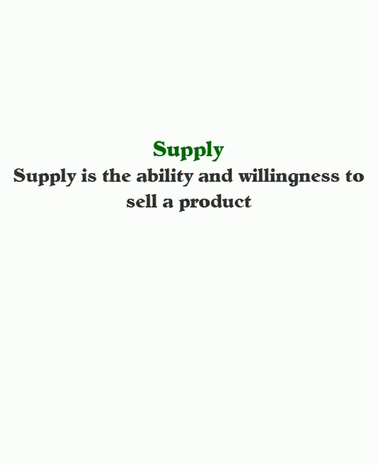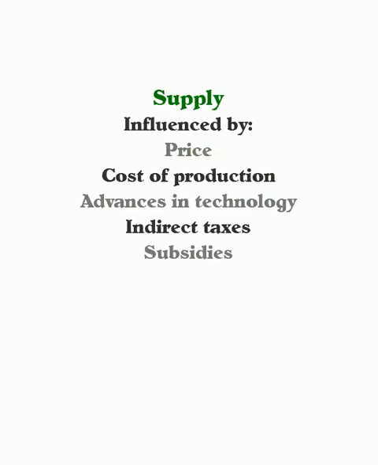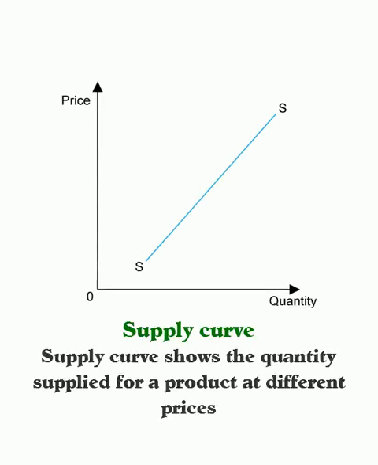Supply. Supply is the ability and willingness to sell a product. Supply is influenced by price, cost of production, advances in technology, indirect taxes, subsidies. Supply curve. The supply curve shows the quantity supplied for a product at different prices.